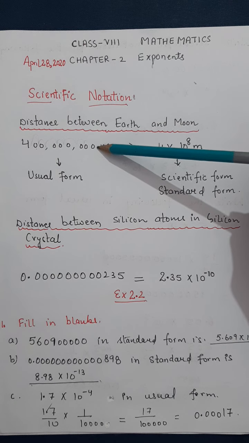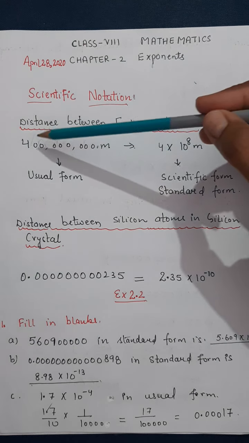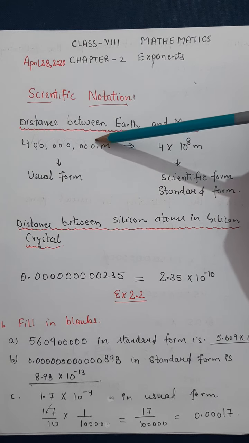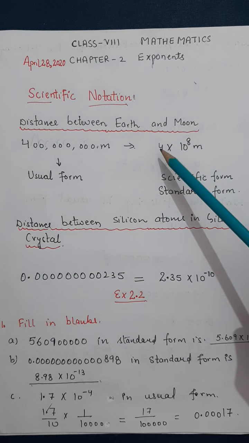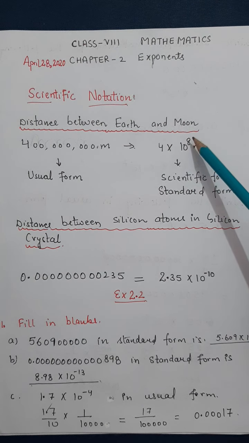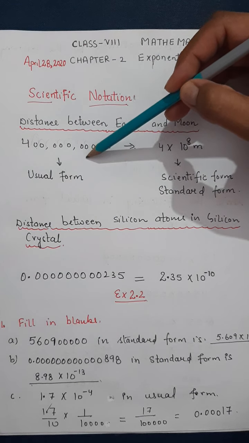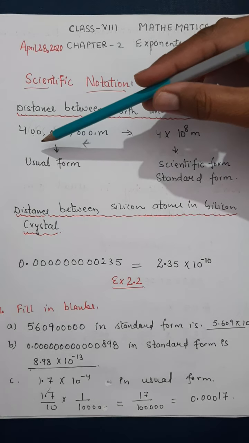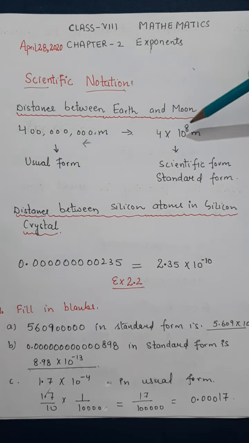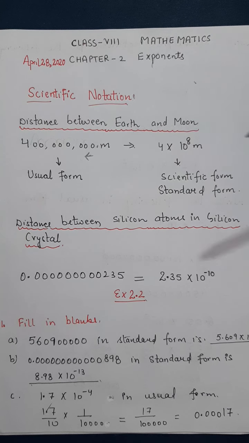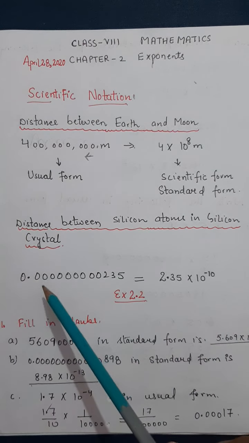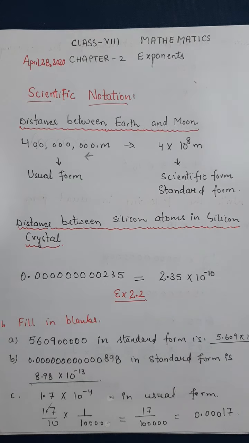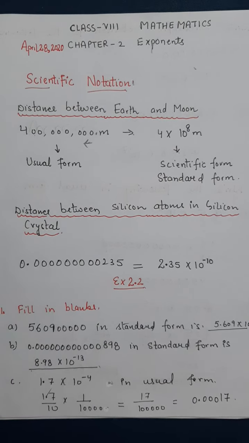I have marked one decimal here, and for coming close to 4, just after writing the decimal this side, I want to have how many jumps? 8 jumps. So this will be 4 into 10 raised to power 8. Just be careful whenever you are moving or taking a jump towards the left hand side, then this power will be positive. If you are moving towards the right side, then the power will be negative. Okay, see the next example.